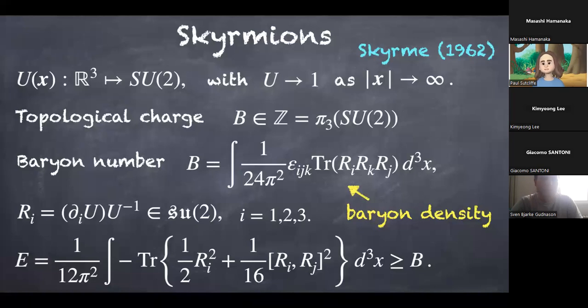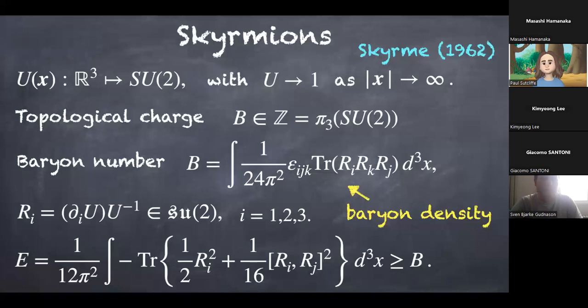And you can write down an explicit expression for what this baryon number is. The R's here, there are three of them. They're the currents associated with the SU2 matrix. So I can differentiate my Skyrme field, the SU2 matrix, with respect to any of the three Cartesian coordinates and multiply on the right by the inverse of U. That gives me something that's in the Lie algebra of SU2. So I've got these three algebra-valued currents. And to calculate the baryon number, so just think of R as being like the derivative of U, I multiply all the three R's together and integrate, basically.